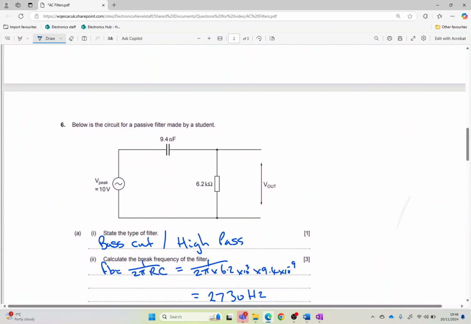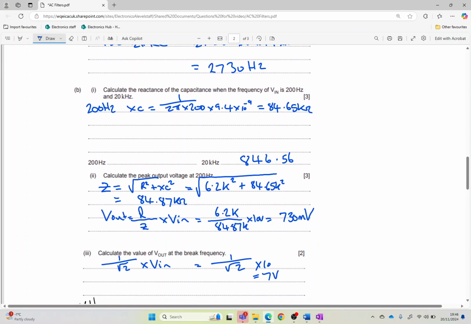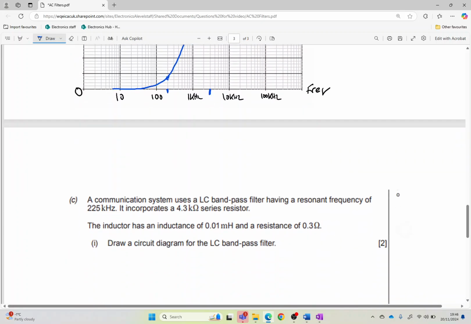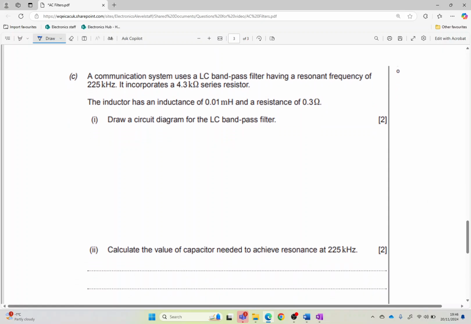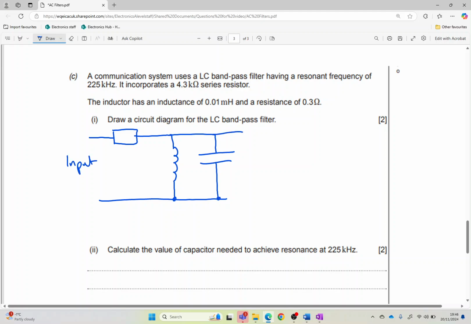Right, okay, so let's go on to a bandpass filter. Here we go. So for a bandpass filter, we're going to have a resistor there, an inductor there like so, and our capacitor like so. Don't forget, in all of your diagrams, it's always good to label them up. So there's my input, there's my output, and always put blobs where things are connected.